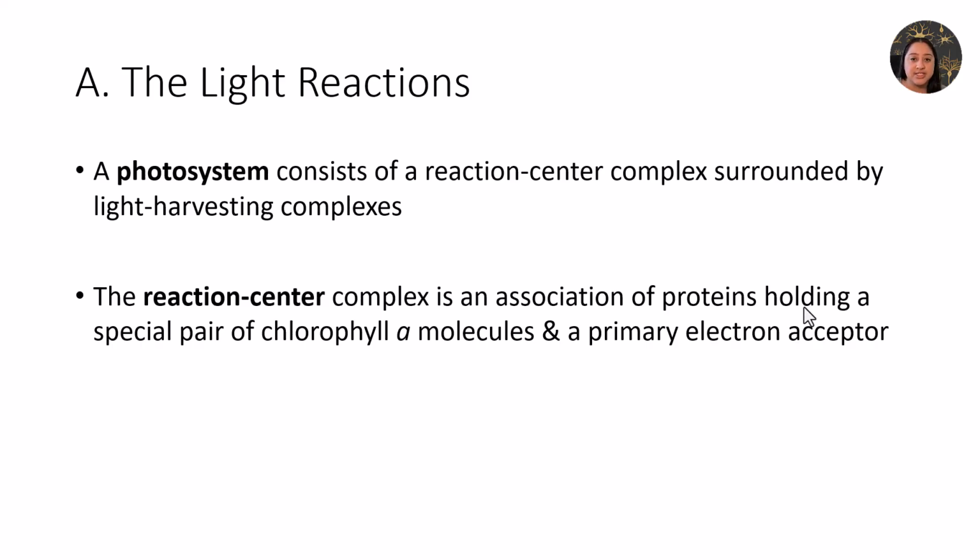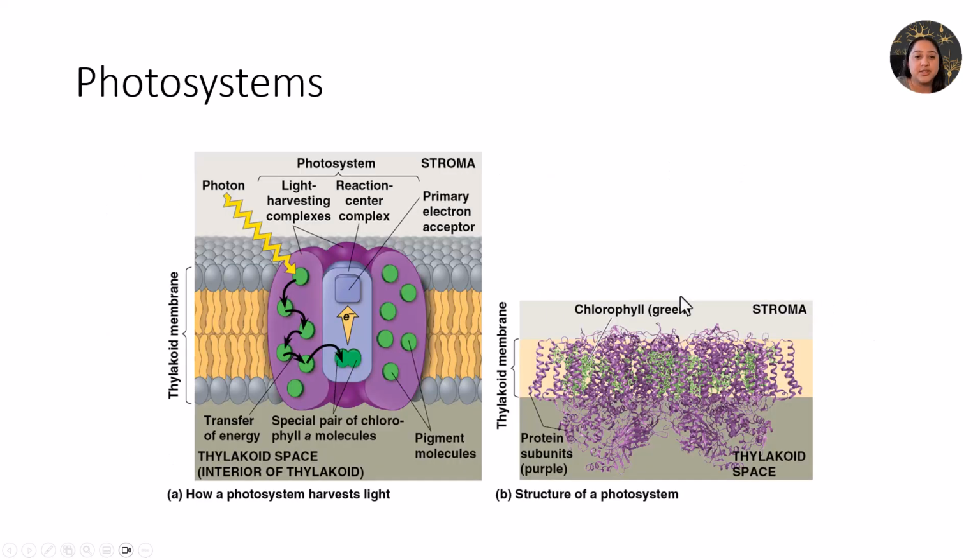So a photosystem, like that. And then there's a reaction center complex. And then outside there are light harvesting complexes. And that reaction center complex has proteins with a special pair of chlorophyll A molecules and an electron acceptor. So let me just show you this picture.